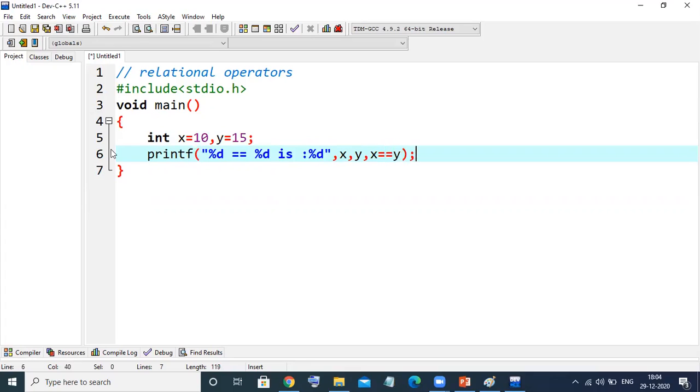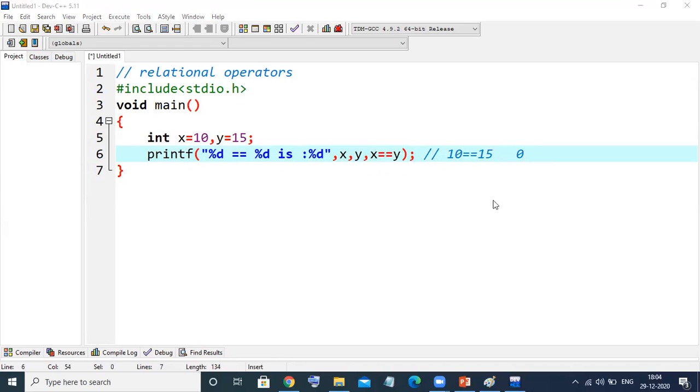This is the condition. I hope you are getting the things. This %d will be replaced by this x, that is 10, equal to y, that is 15. Is this condition true? Suppose in a comment I'll write, this will be treated like 10 equal to 15. Is it true? This is the relational operator that I am going to perform here. If these two are not equal, then what value is it going to return? The output will be 0 here.